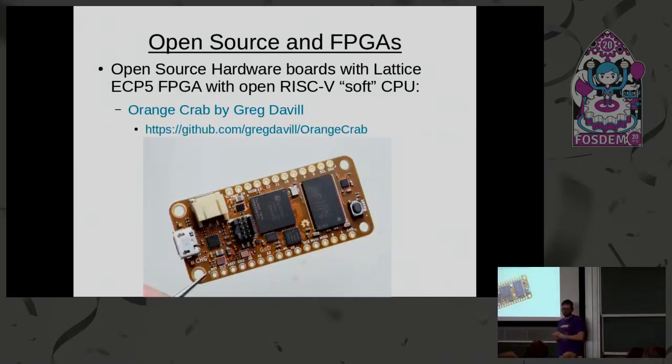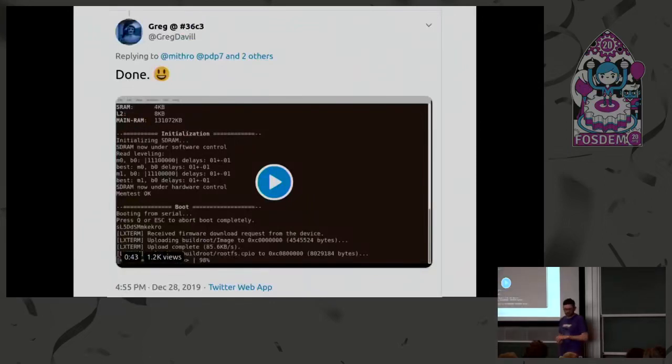It's called the OrangeCrab. It's from a person in Australia, Greg Davill. It's a completely open source hardware design, and he's managed to put the ECP5 FPGA on there along with 128 megabytes of DDR memory. So it's a nice little small board that can run Linux quite nicely. We were at the Chaos Communication Congress, and someone said, hey, you should run Linux on it. A few hours later, Greg and Tim hacking together brought up Linux on it. I think Linux boots in like 17 seconds on it, so it's actually not too bad.